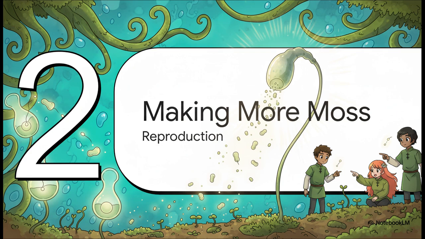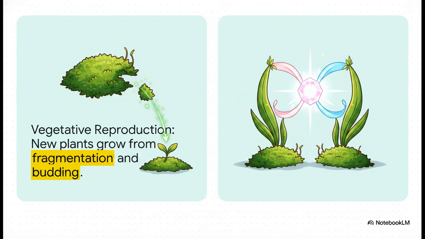So how does our gametophyte hero make sure the family line continues? Well, turns out it has a couple of different strategies up its sleeve. So on one hand, it can just reproduce vegetatively. This is the simple way out. A piece breaks off, or a little bud forms, and it just grows into a new plant that's genetically identical. It's cloning, basically. But the much more complex and way more fascinating path is sexual reproduction.